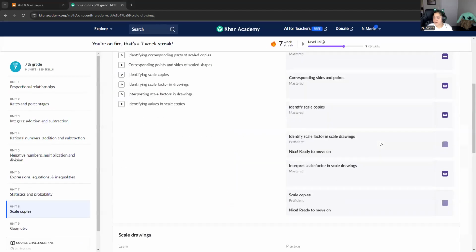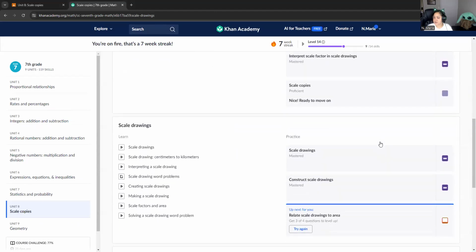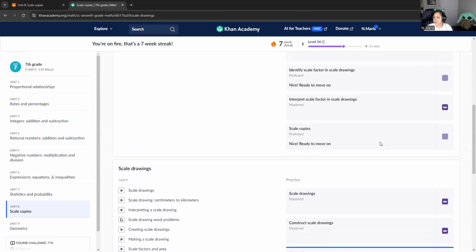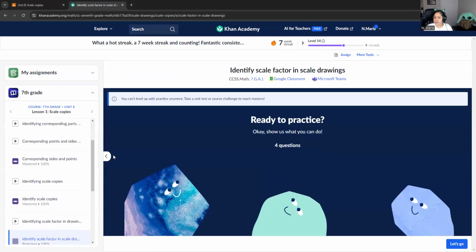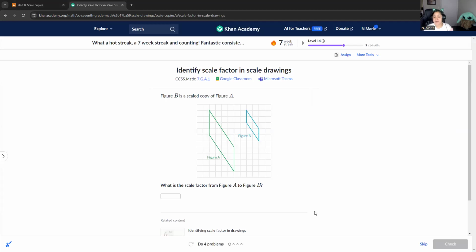Okay, so that's identifying scaled copies. All right, so now we're identifying scale factors and drawing. So now we're finding the scale factor. Remember, the scale factor is what do I multiply the first one by to get to the second? So what is the scale factor from A to B? Figure A is 4, so 4 times what? We can make a one-step equation.